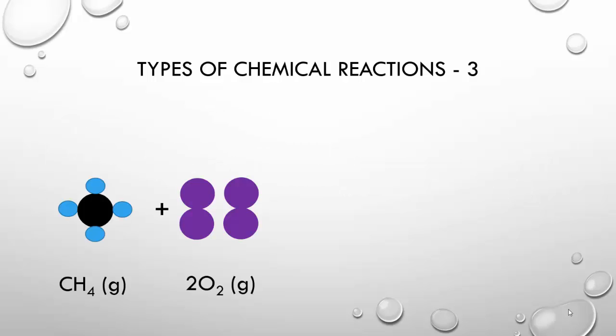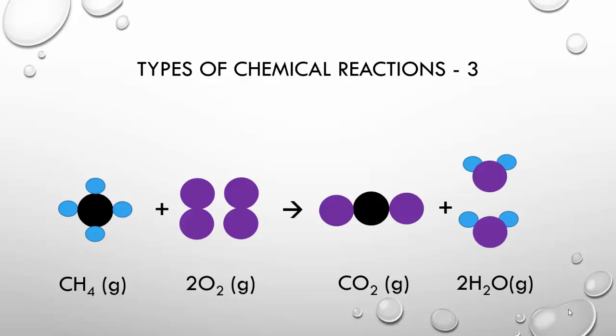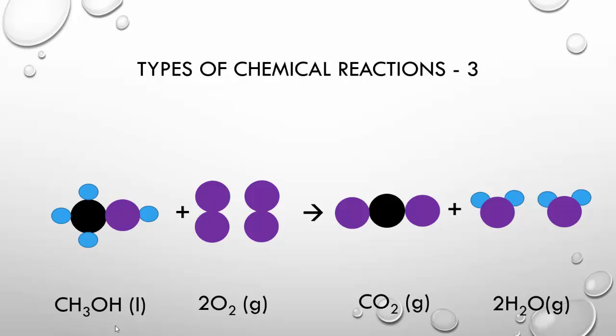Pictorially, it looks like this. In this case, we have methane reacting with oxygen, and everything rearranges and you get carbon dioxide and some water. Here we have methanol, CH3OH, plus oxygen becomes carbon dioxide and water. So for combustion reactions, you will always produce carbon dioxide and water, but just because you produce carbon dioxide and water does not mean that it's a combustion reaction. This is along the lines of all squares are rectangles, but not all rectangles are squares.